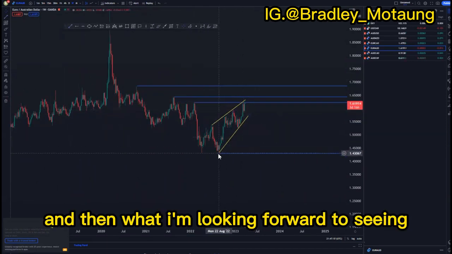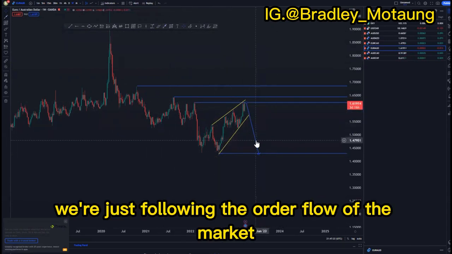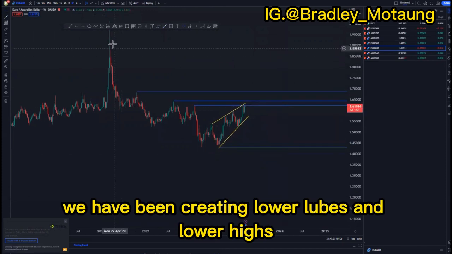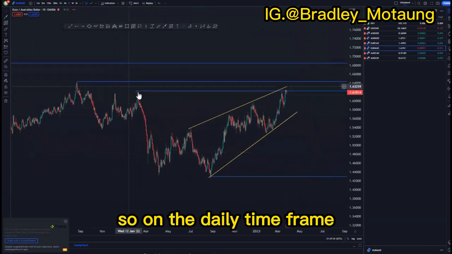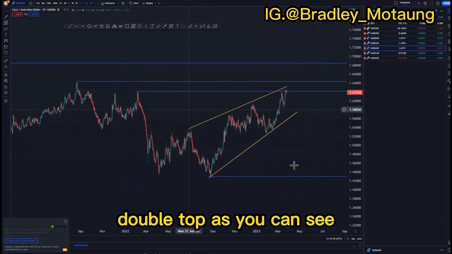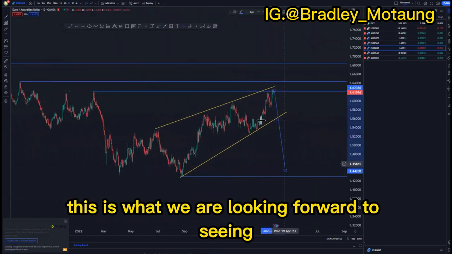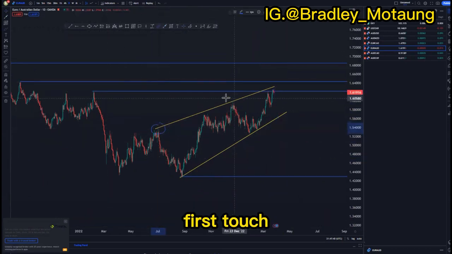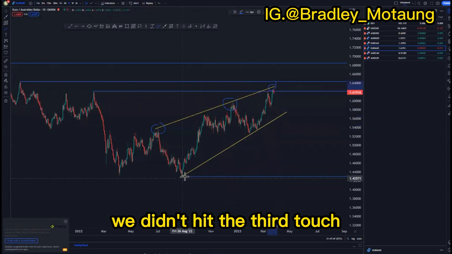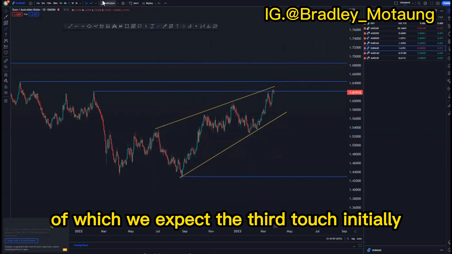And then what I'm looking forward to seeing is for the market to clearly push to the downside. As you can see, we are just following the order flow of the market. We have been creating lower lows and lower highs around this setup. On the daily time frame, we have a clear double bottom, double top, as you can see. And then at the top of the structure, this is what we are looking forward to seeing. We have two touches at the top, first touch, second touch. We didn't hit the third touch. We have two touches at the bottom also, of which we expect the third touch initially.